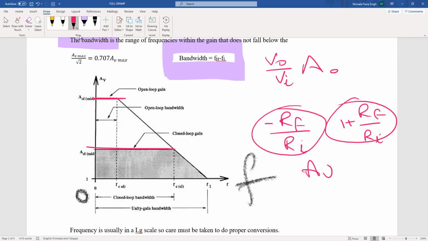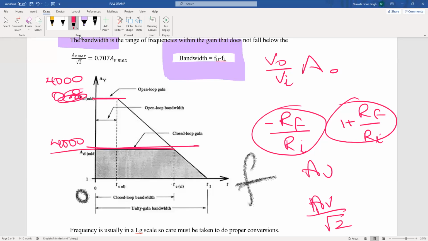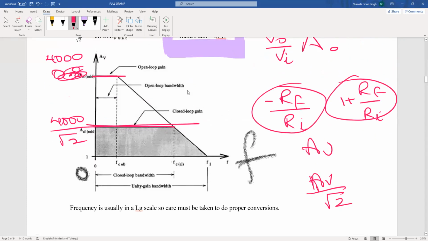What you do, all you have to do is see where your gain line intercepts with your AV over root 2. So you just have to find out. Suppose my maximum gain here was 4,000. Then I'm going to read off my curve here at 4,000 over root 2. We have some questions. We'll go through it and you'll see. All right, and you just find your intercept. Your intercept is going to start at 0, and then you're going to find your other curve. So we'll get our closed loop gain, and we don't do unity gain at this level, so I'm not really going to bring it into the topic.